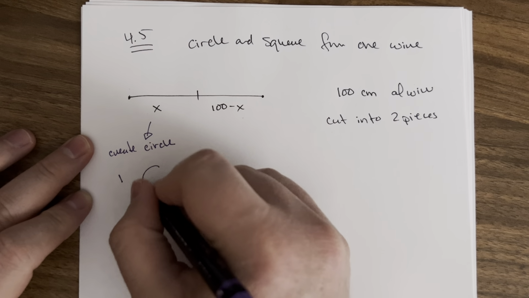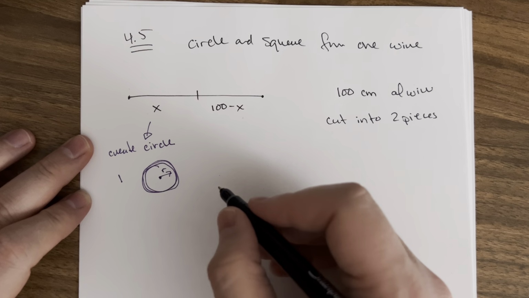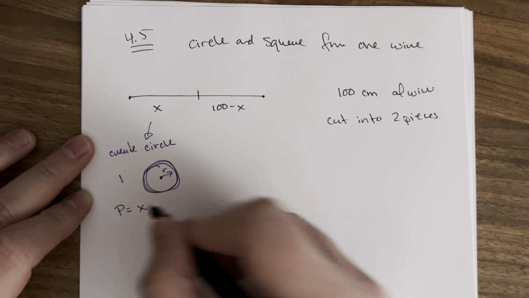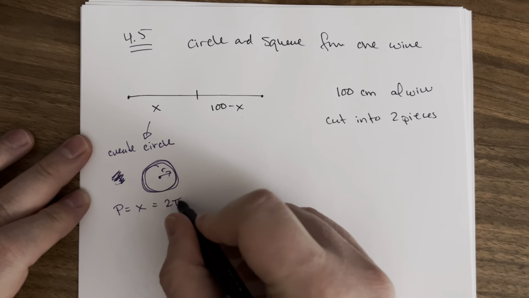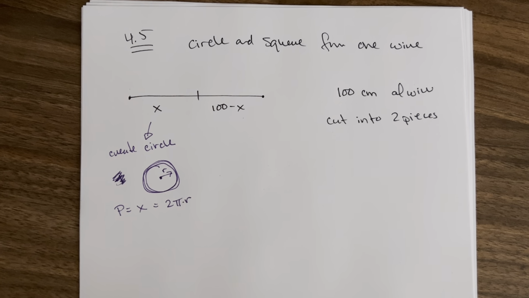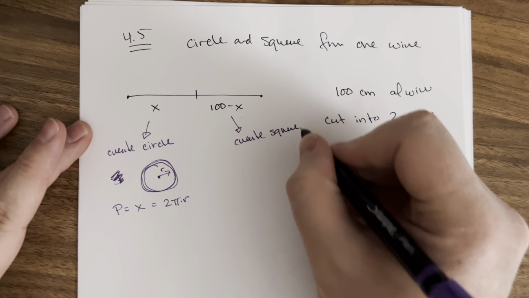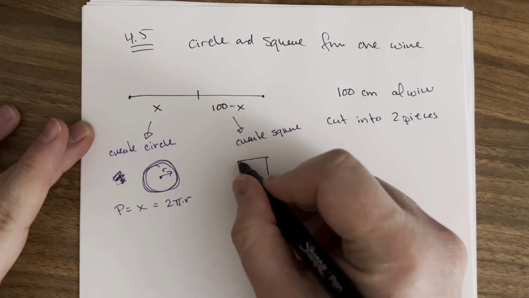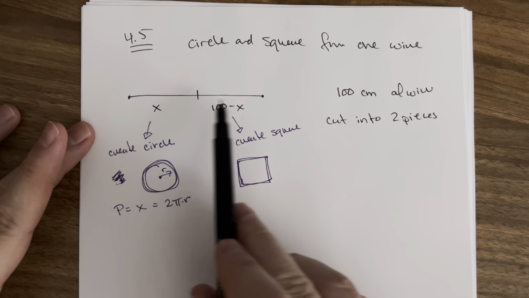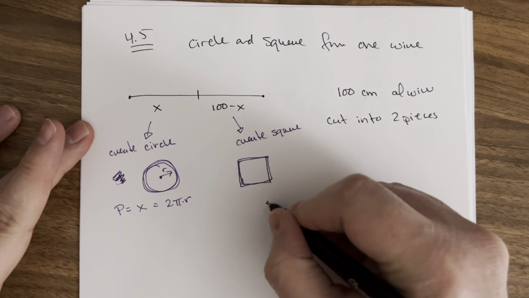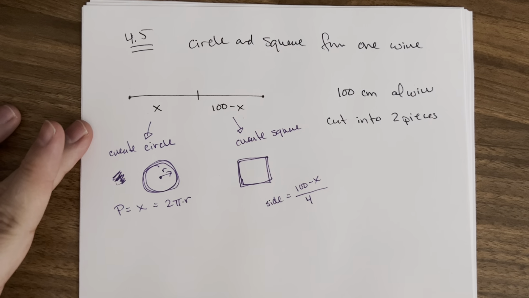So here's our circle, right? Circles have perimeters, they have radiuses. And so the idea here is the perimeter of this circle is going to be length x. A perimeter of a circle is also 2 times pi times the radius. So we'll keep all these things in mind. With the other piece of wire, we're going to create a square. So this is length 100 minus x. So each side on this square would be 100 minus x divided by 4, right?